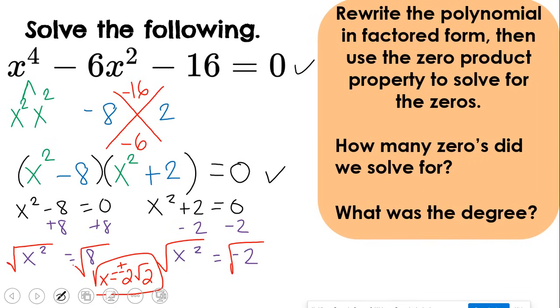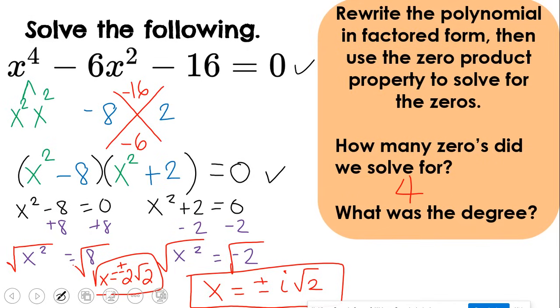on the left. And whenever I have it equal to a negative, that's going to be the imaginary number i, and then whatever's left in the radical. So I just found 4 zeros: plus 2 square root of 2 and minus 2 square root of 2, also plus i radical 2 and minus i radical 2.